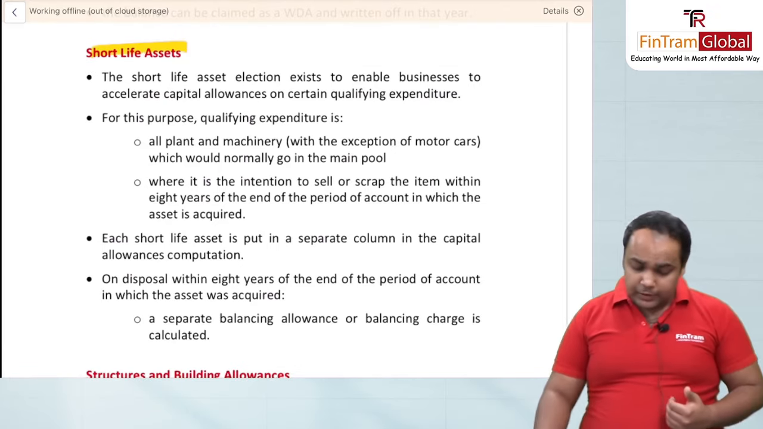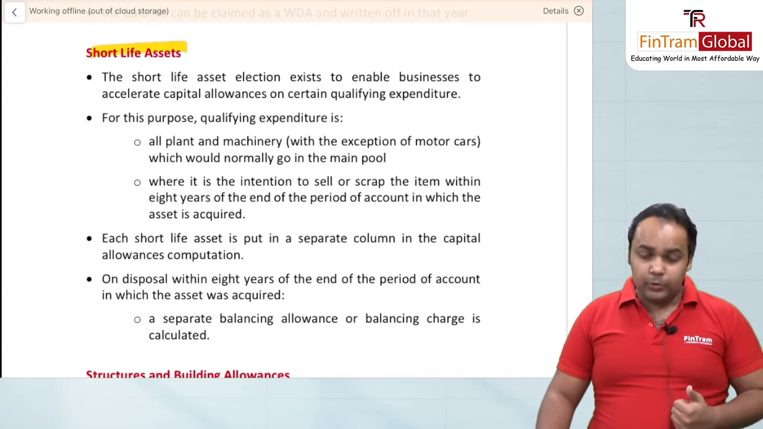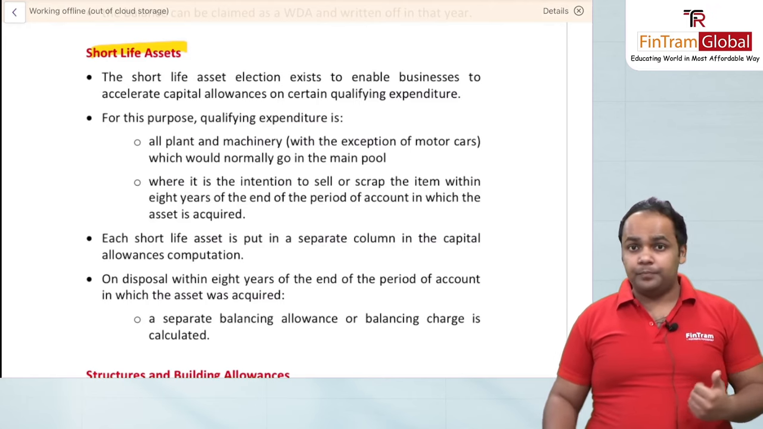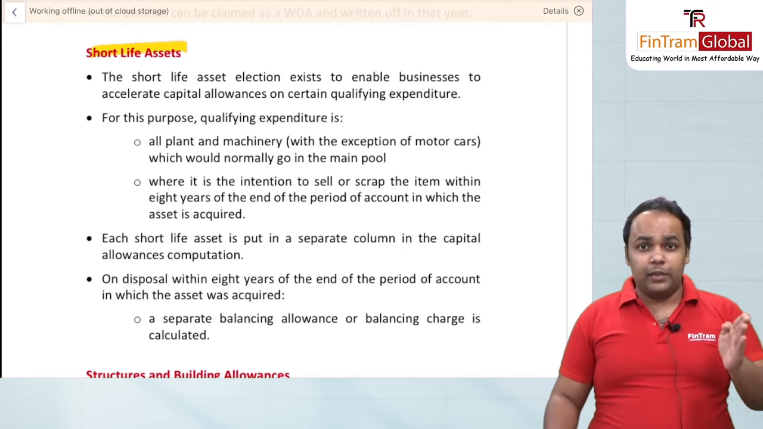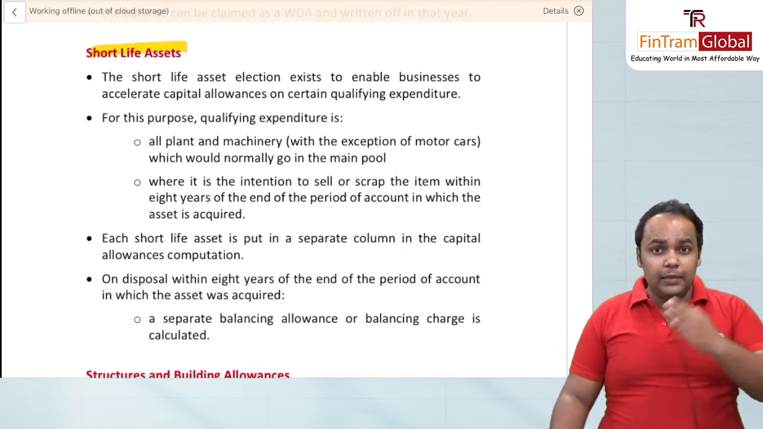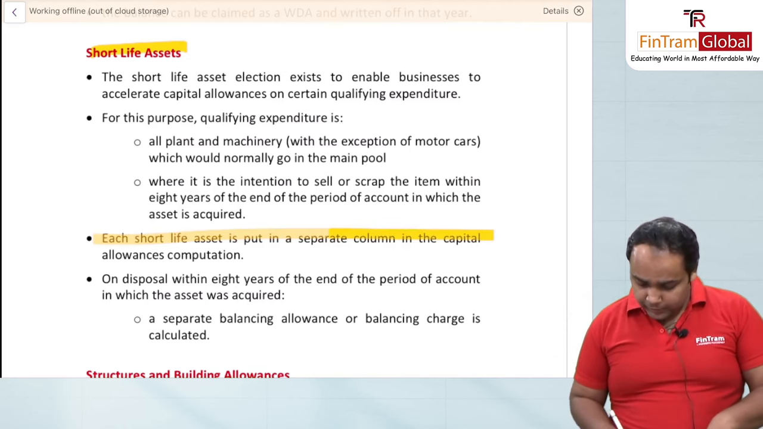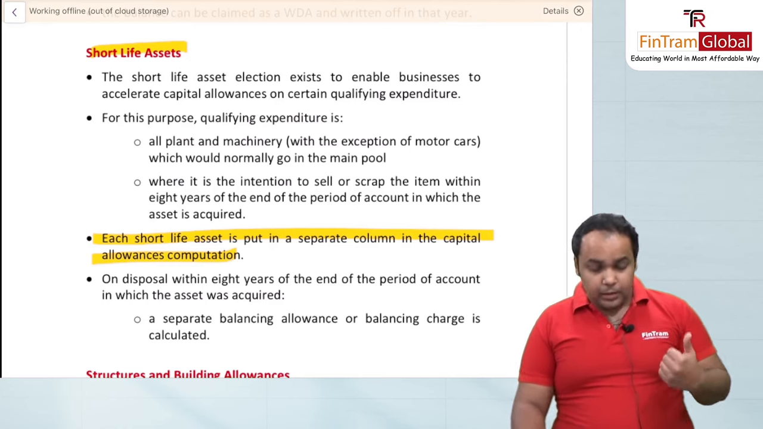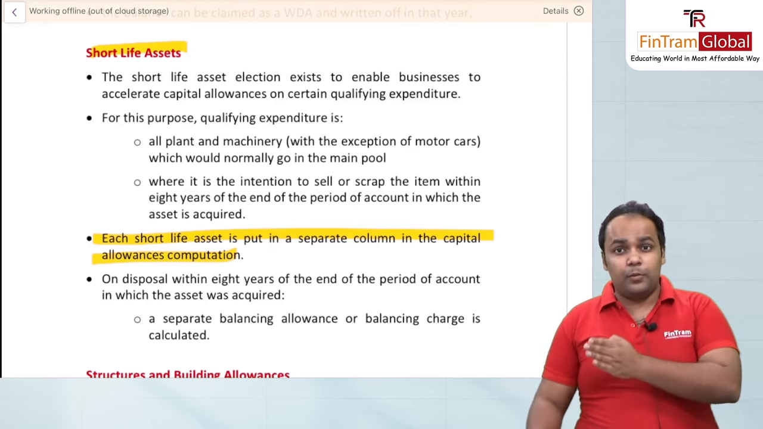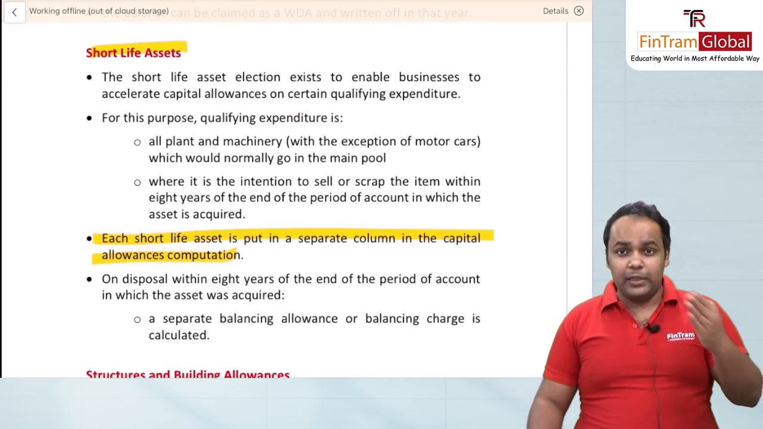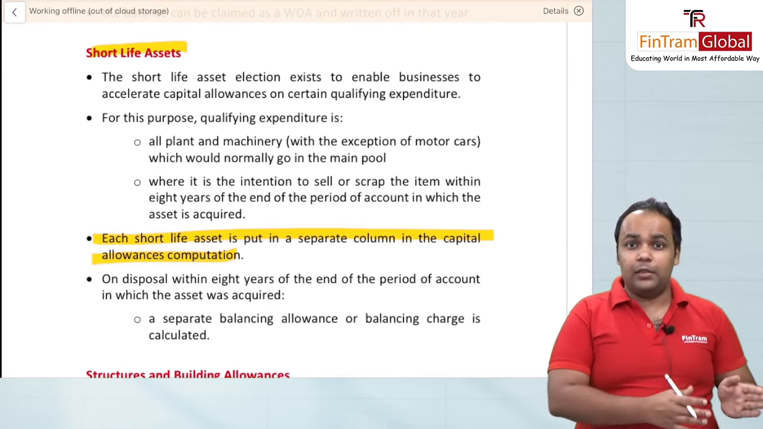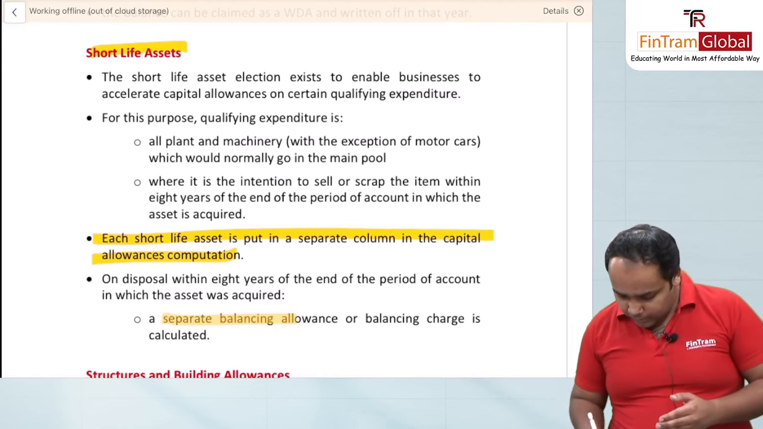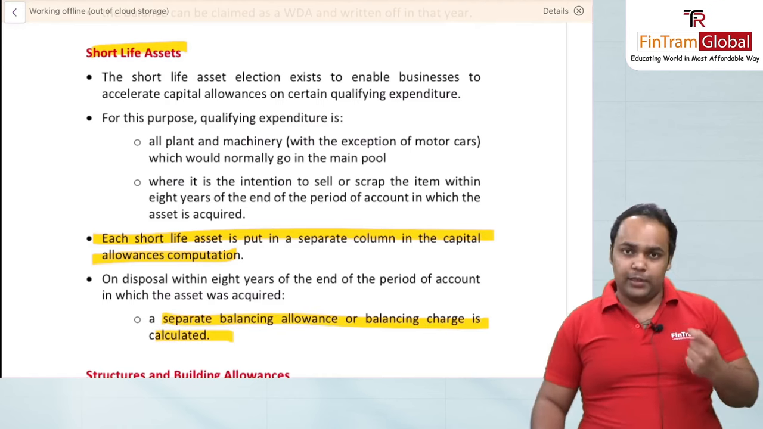Short life assets are those assets which are expected to be sold within 8 years of their purchase. So they are treated as a separate column in the capital allowances computation. Again, we did this. Because they are bought with the intention of being sold within 8 years, they are calculated separately. And when they are sold within 8 years, a separate balancing allowance or balancing charge is calculated.